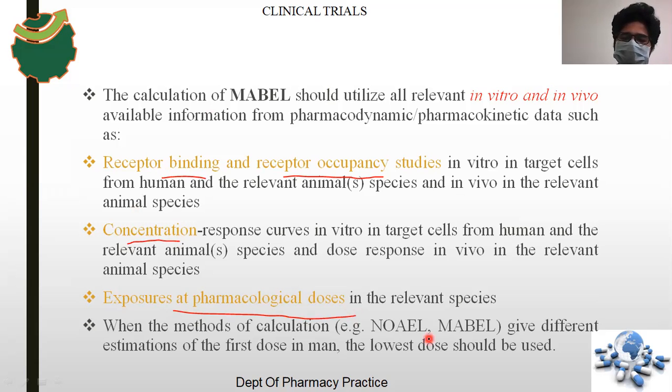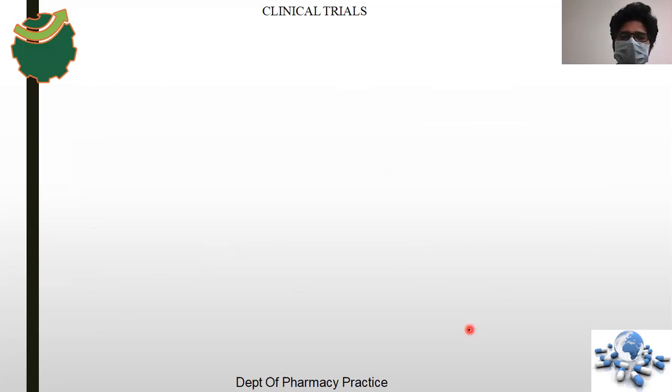And these two approaches will be used to give a first dose in humans. What is the first dose we can give in humans? Whenever you see this MABEL approach and the novel approach, the novel approach is for normal drugs, and this MABEL approach is specifically for high-risk drugs like antibiotics or narrow therapeutic index drugs. Those kinds of things.